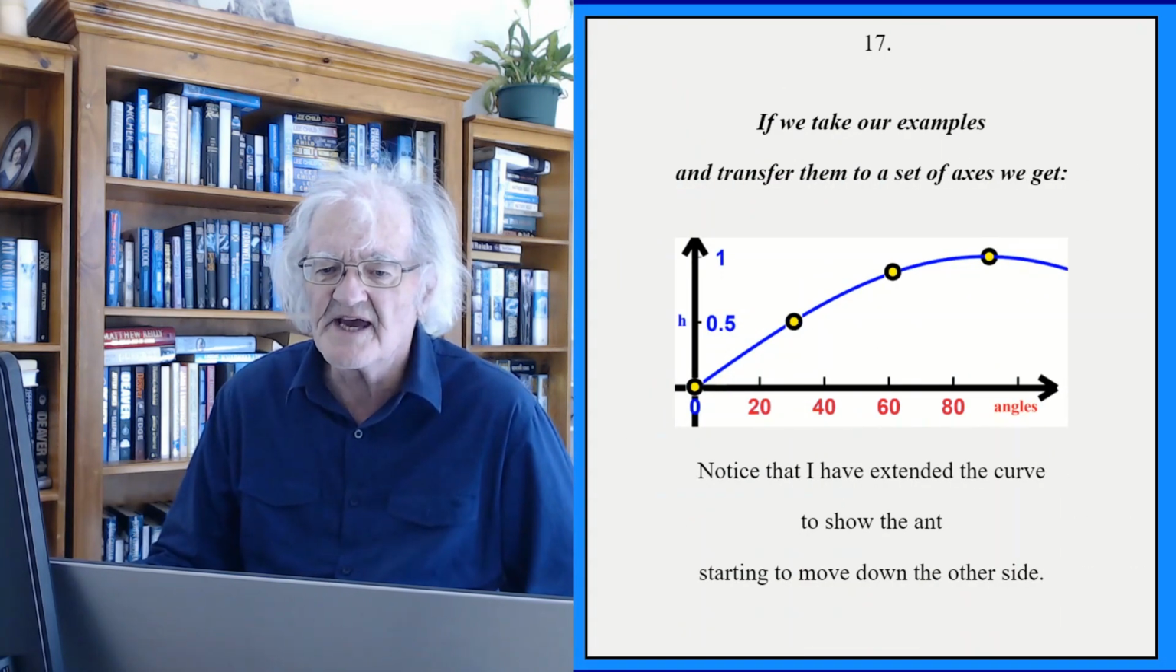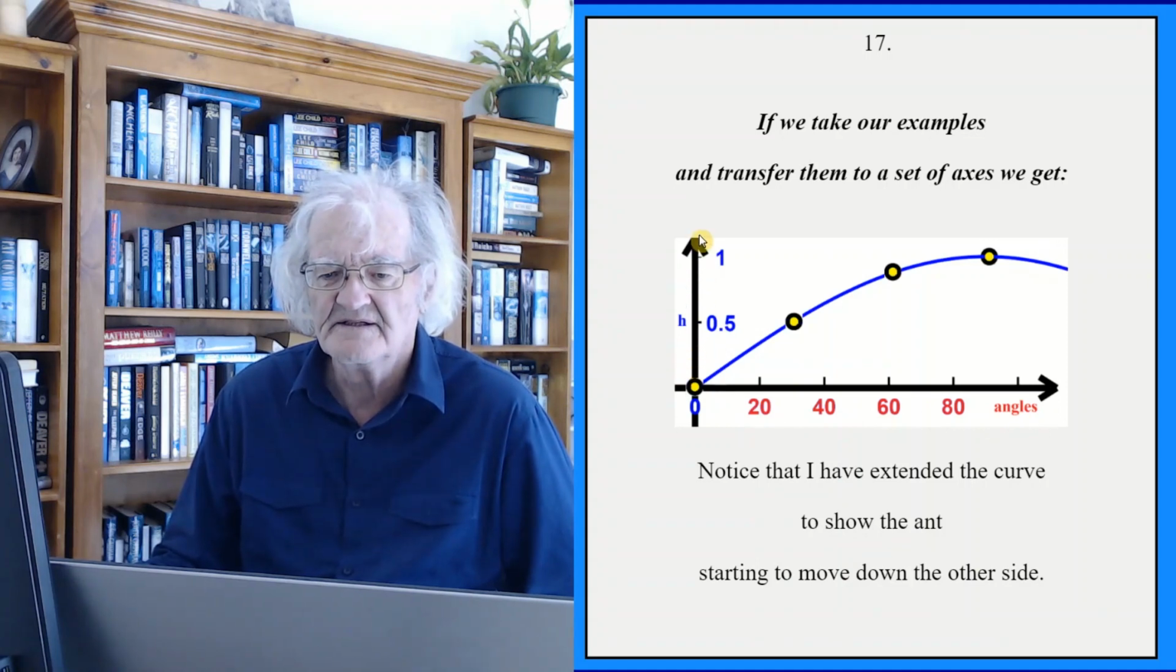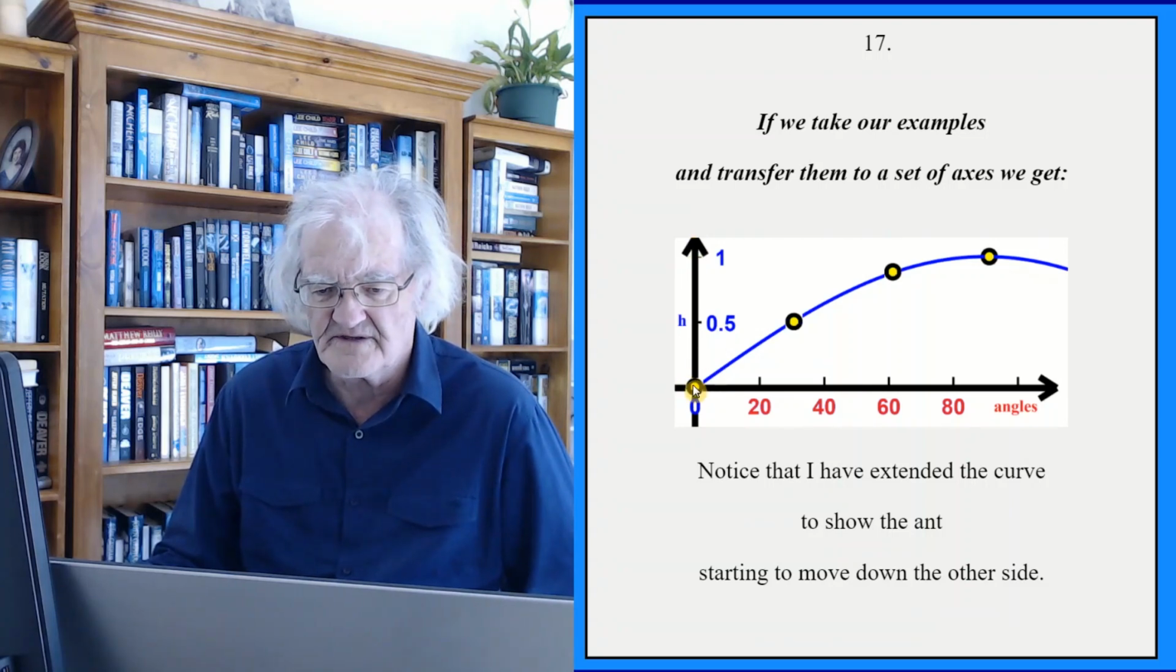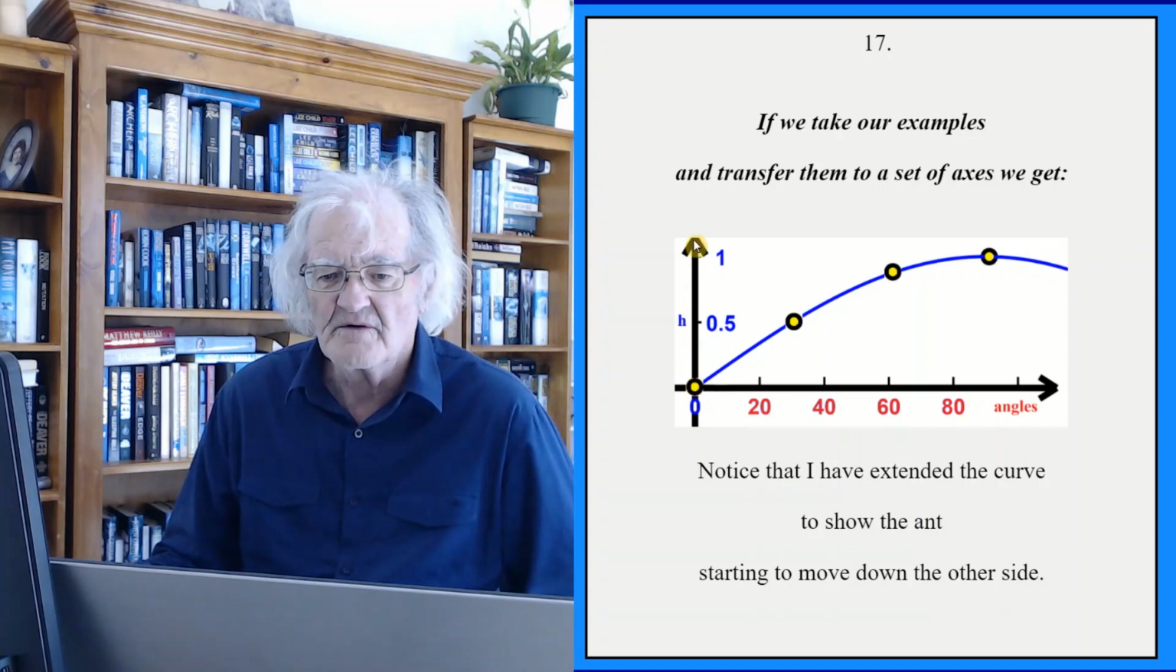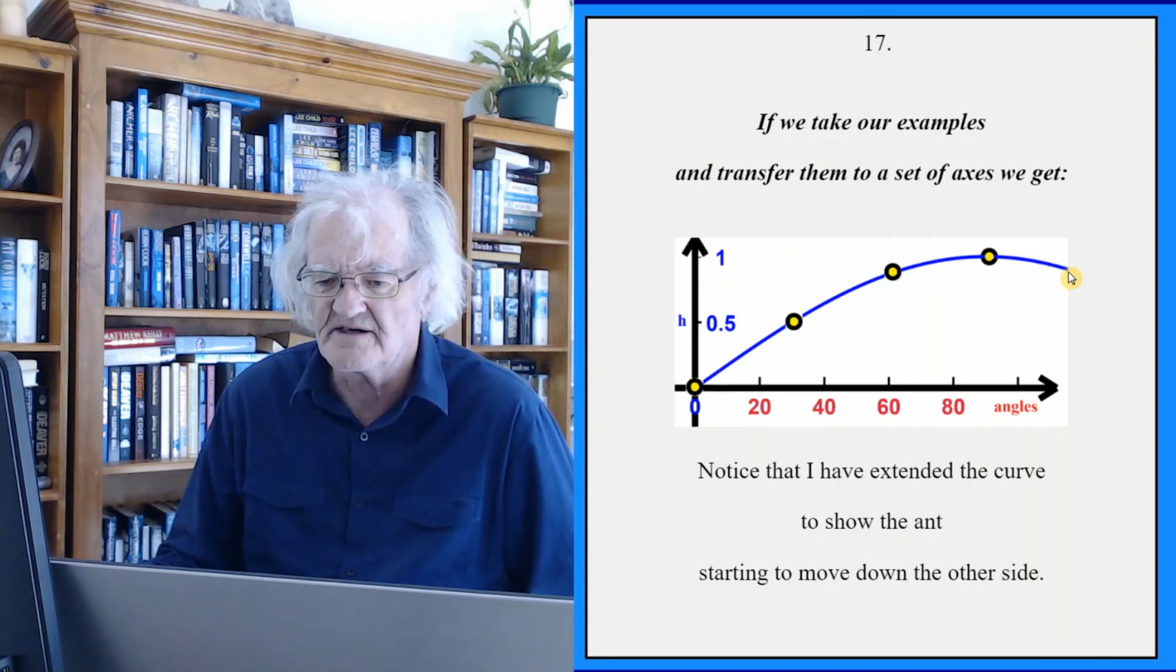If we take our examples and transfer them to a set of axes, we can have a graph which shows how each of these angles in degrees generates a height. The radius of the pipe we said was 1 unit. So when the ant is at a height of 1, it's because it went around the pipe by 90 degrees. It's now at the top of the pipe before it starts to come down on the other side.